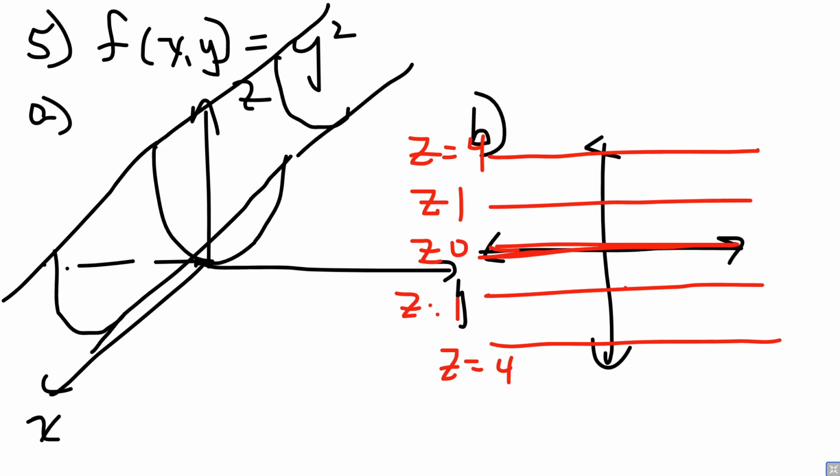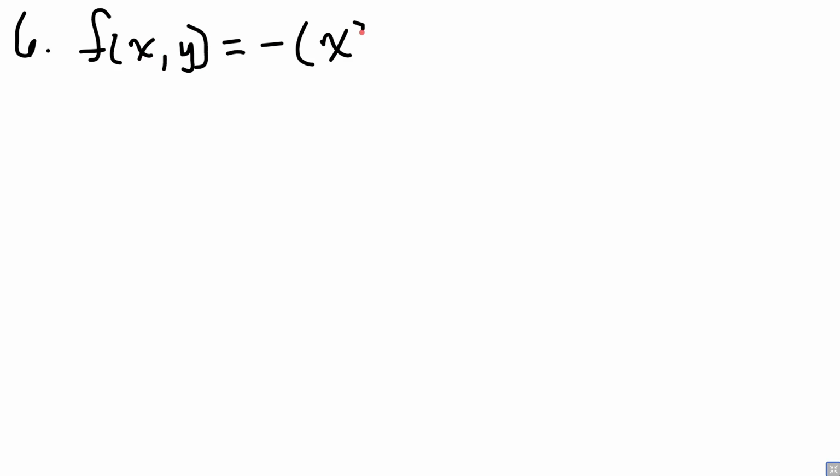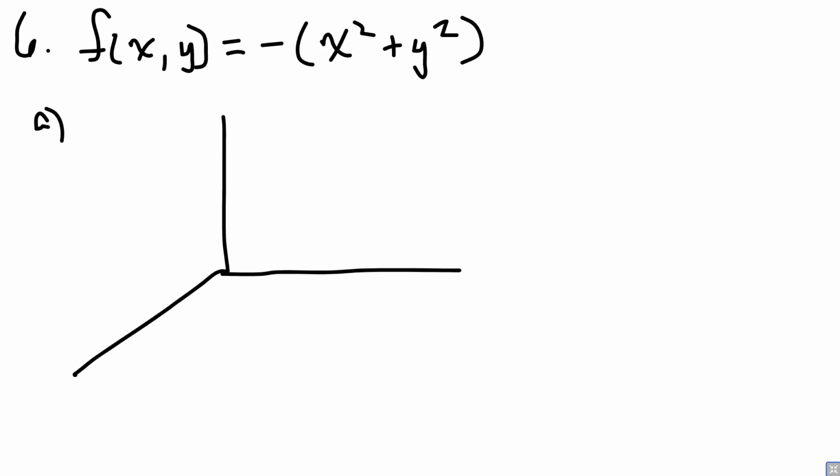Okay, so next, let's look at the next one. This is for question number 6. In this one, we are doing f of x, y is equal to negative x squared plus y squared. If we look at part A, which is the 3-dimensional drawing, essentially we know it's going to start at the point 0, 0.